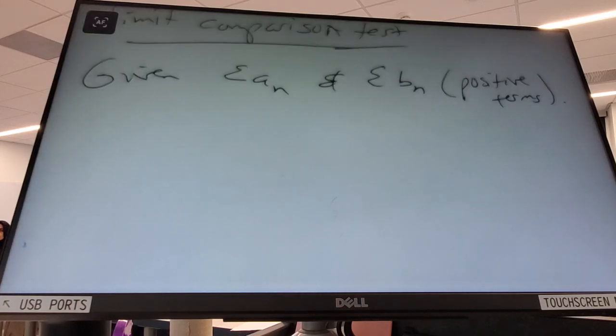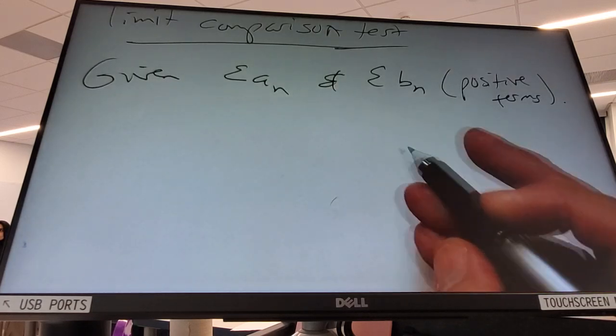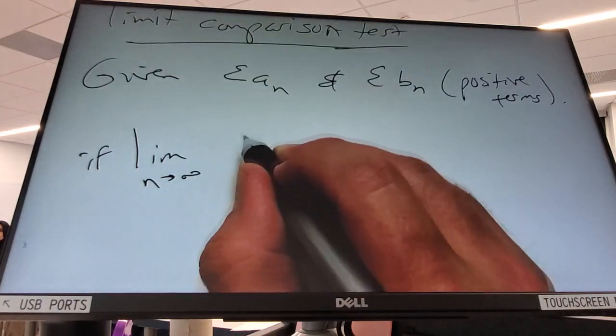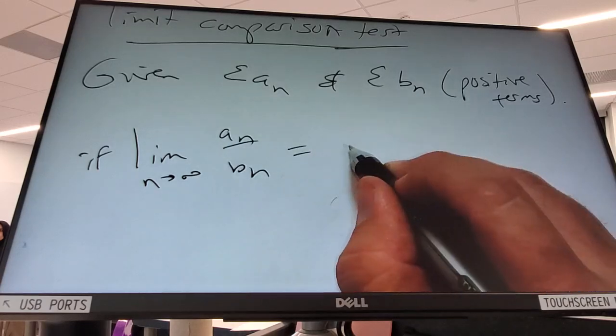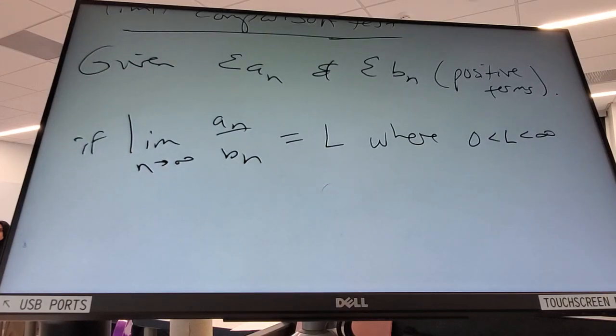Stay with me now. Okay. Here's the neat thing. If the limit as n goes to infinity of a_n divided by b_n is L, where 0 is less than L is less than infinity. I just wrote a lot. Basically, if the limit exists and is finite. Yes? Let's think about this for a minute before I get to the conclusion. I really want this to immediately make sense.